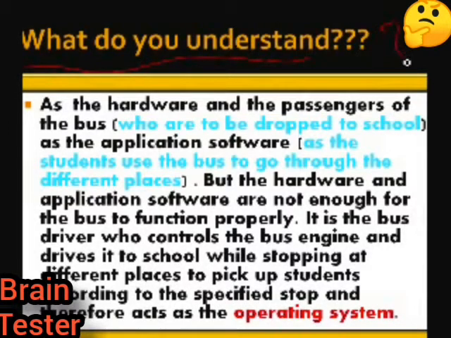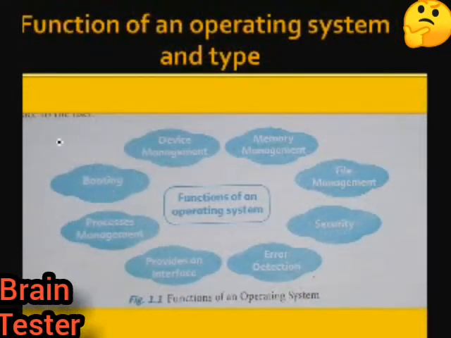This is the question I want you to think about. The bus is the hardware, and the passengers, the students who are to be dropped at school, are like the application software, as the students use the bus to go to different places. But the hardware and the application software are not enough for the bus to function properly. It also needs the bus driver, who controls the bus engine. So in the computer, the driver acts as the operating system. These are the values.